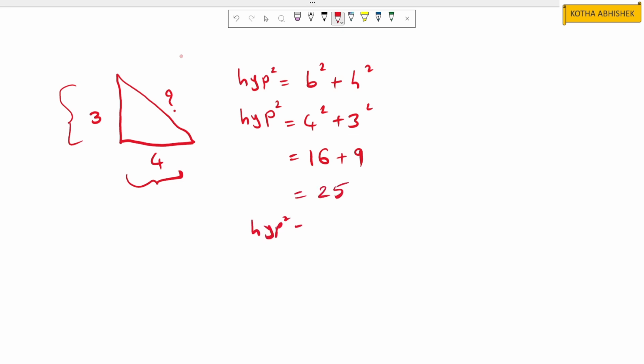Hypotenuse square is 25. Then what is the hypotenuse? Which number squared is 25? It will be plus or minus 5. Here we are speaking about the measurement or distance of a side, so that's why it won't be negative. So the hypotenuse is 5 units.